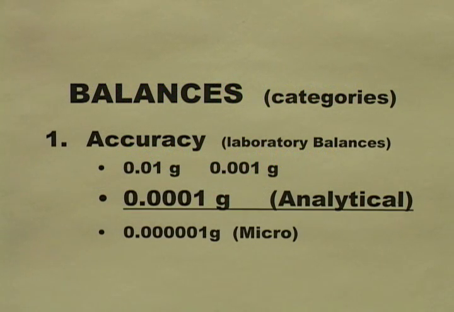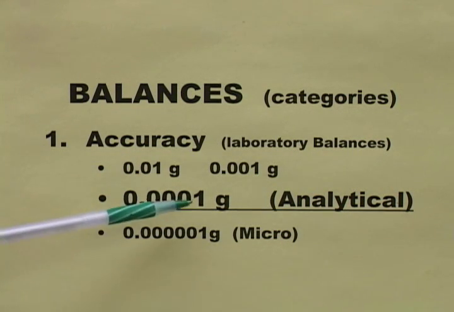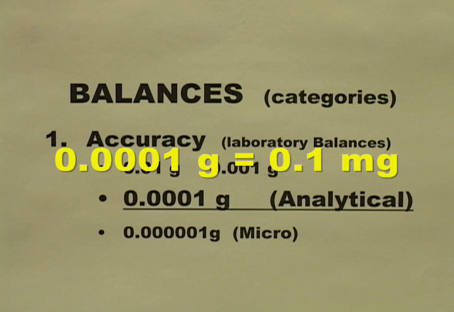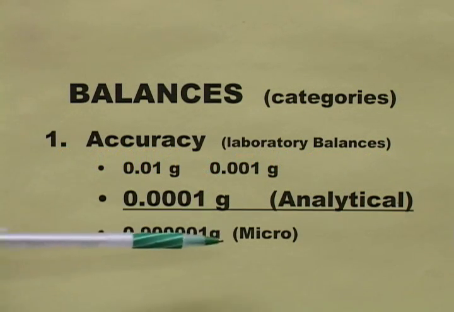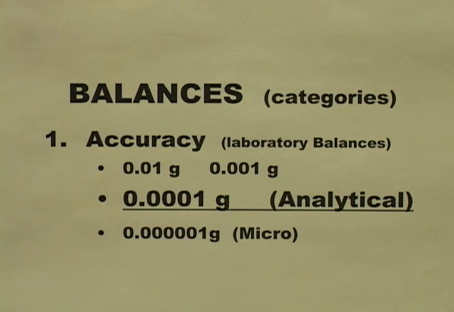So if you're told to weigh using an analytical balance, you are expected to get 4 decimal places in grams. Or if you're told to weigh with an accuracy of 0.1 milligrams, then again, you must use an analytical balance. There are other balances even more sensitive. If they weigh a microgram, those are called microbalances.